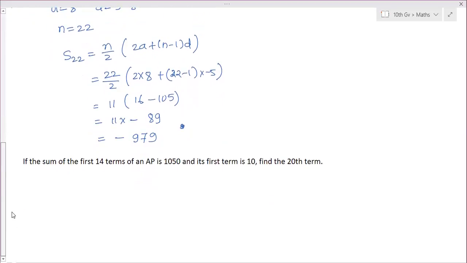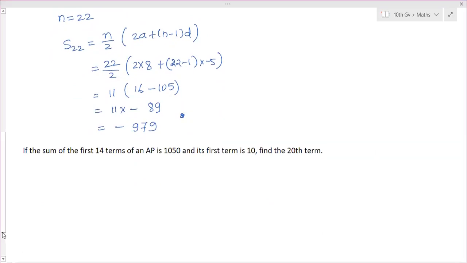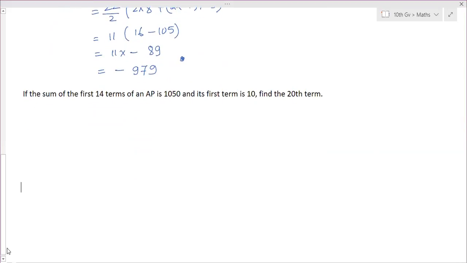Okay. Next question. If the sum of first 14 terms of an AP is 1050 and its first term is 10, find the 20th term. They have asked for the 20th term. So first we need to find the a and d values. First term is already given as 10, that is a is equal to 10. Sum of 14 terms is 1050. They're asking for the 20th term, not the sum of 20 terms.